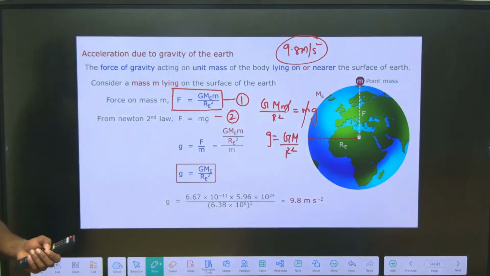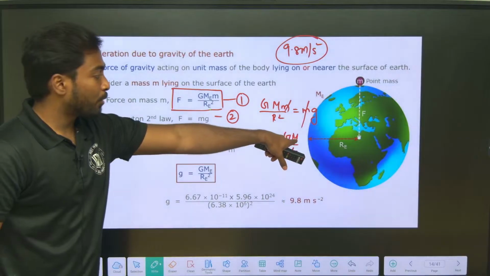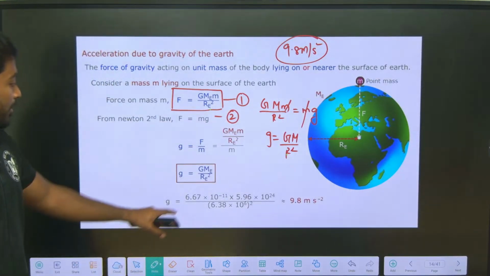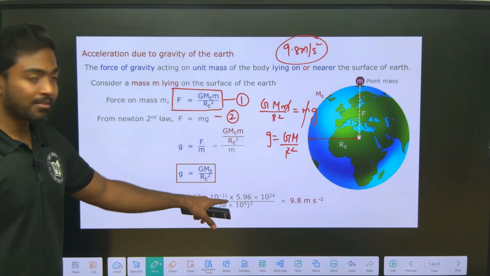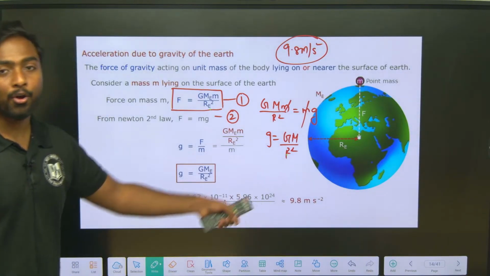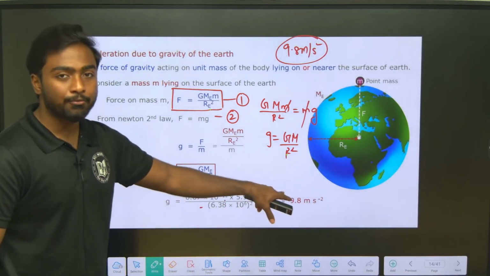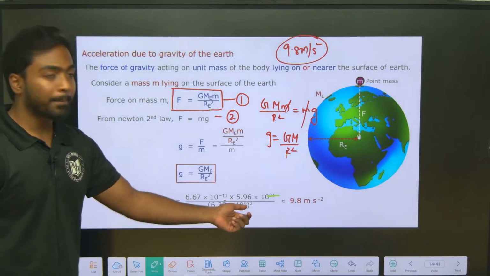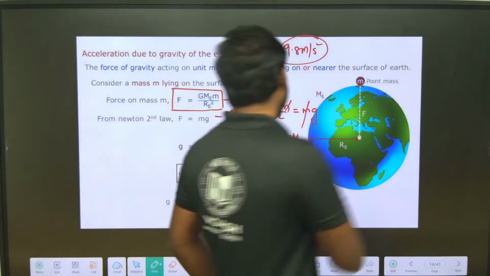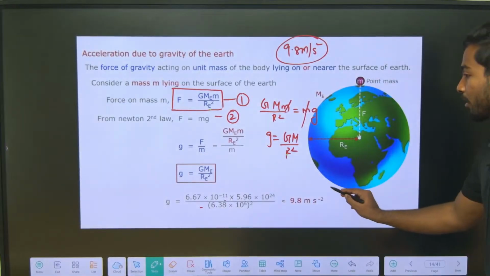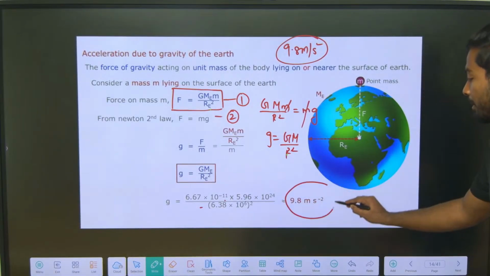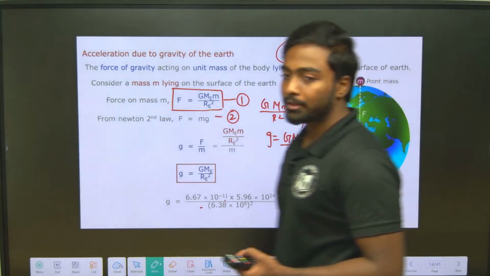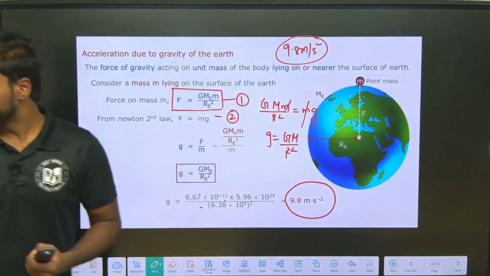So we know the value of the gravitational constant G, we know the value of the mass of the Earth M, and the radius of the Earth is r. So it is 6.67 into 10 power minus 11 into approximately 5.96 into 10 power 24, the mass of the earth, and the radius of earth is 6.38 into 10 power 6, whole square. We get the value approximately 9.8 meter per second square. So this is how we got the gravity of the earth.